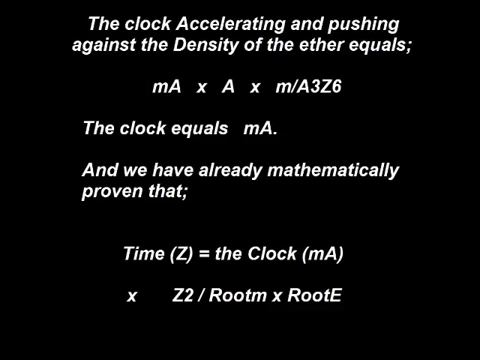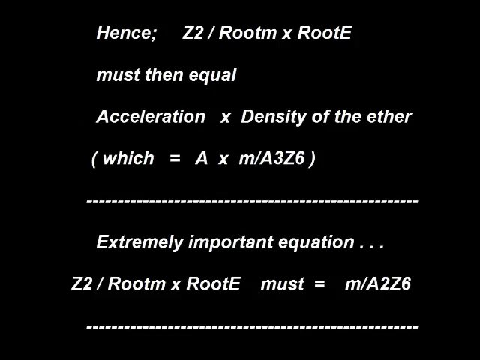The clock accelerating and pushing against the density of the ether equals ma times a times m over a cubed z to the sixth. The clock equals ma, and we've already mathematically proven that time equals the clock times z squared over root m times root e. Hence, z squared over root m root e must then equal acceleration times density of the ether, which equals a times m over a cubed z to the sixth.